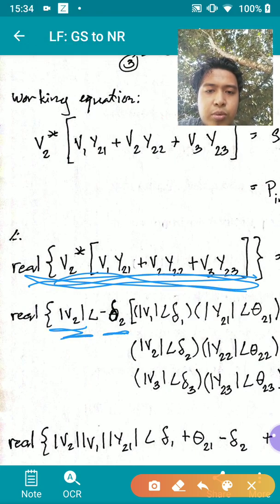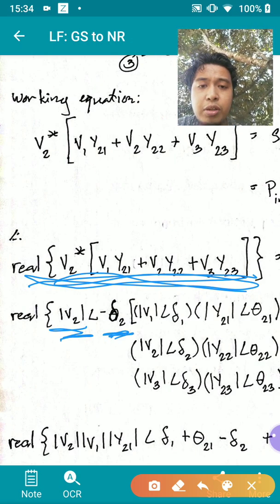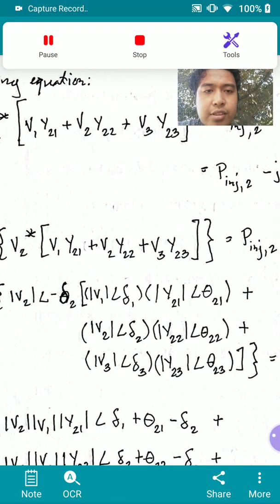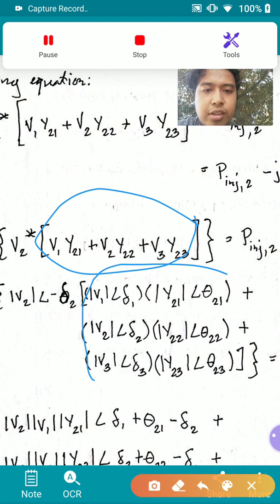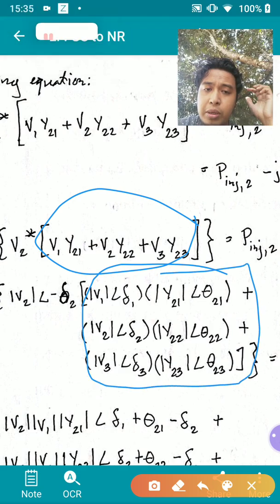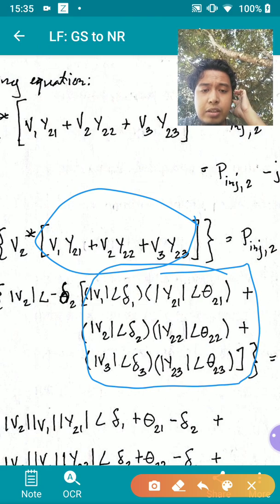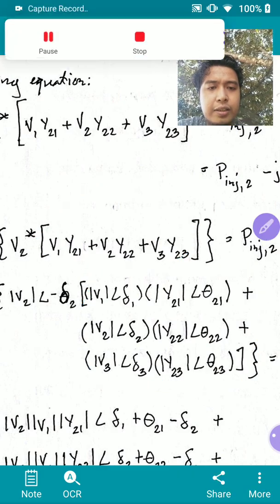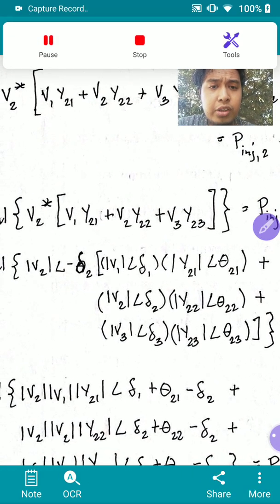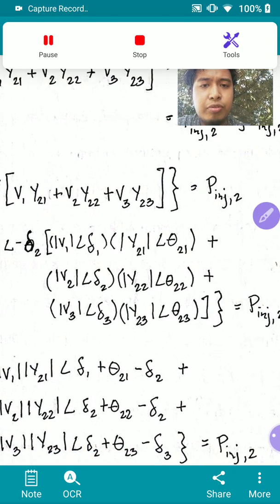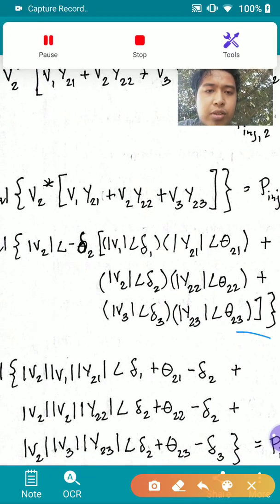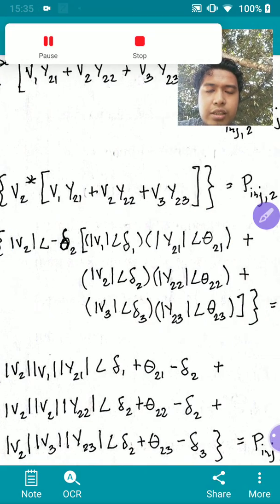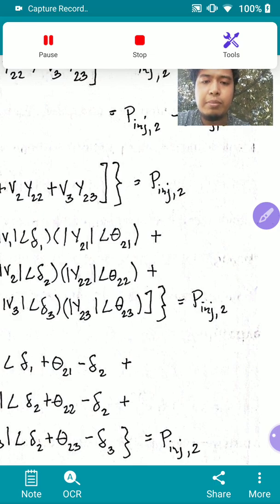Take note, this is V2 magnitude angle negative delta 2 because of the conjugate. It's negative. And then for this summation here, this is the expansion of that. We're showing the voltage magnitudes and the voltage angle. I want to show you the magnitudes and the angles because I'll be using that in the next formulation. So basically, the real component of this whole formula is equated to the P injection at bus 2.